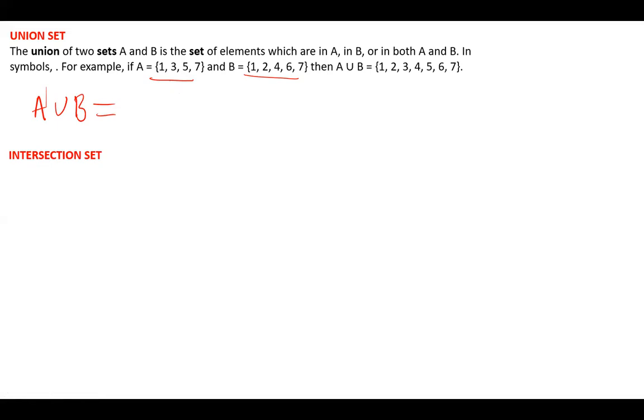So the intersection set is simply just the listing of the common elements. Okay.